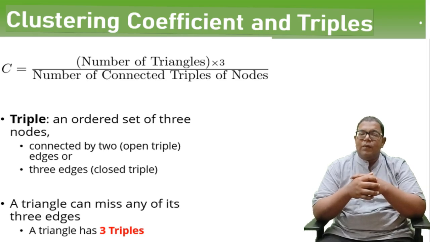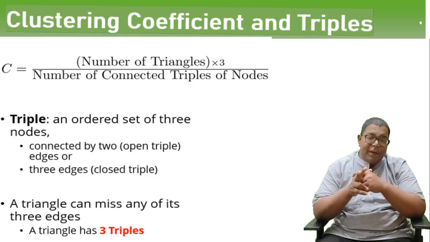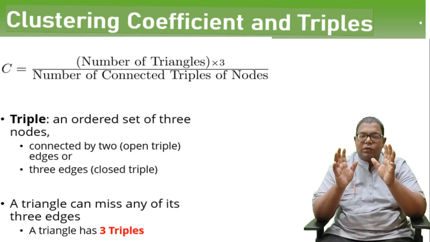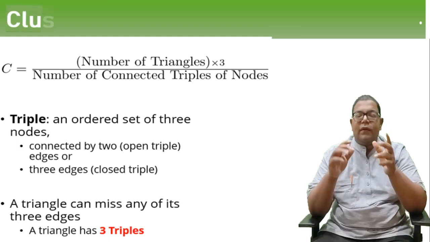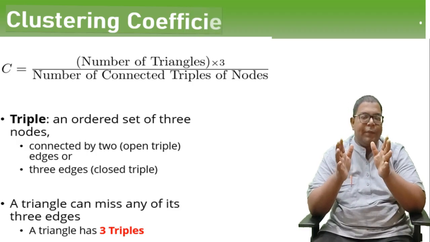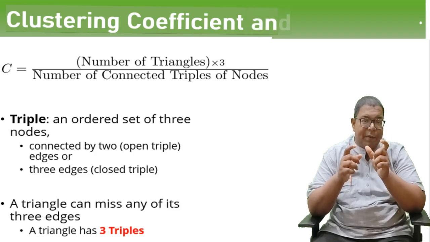Now let us understand what a triple means in a graph. A triple is an ordered set of three nodes. If there are three nodes connected by two edges, then this is called an open triple. And if there are three nodes connected by three edges, meaning all the nodes are connected to each other, then it is a triangle or a closed triple. So that is a closed triple. Now let us find out when triples are known as the same triple or different triples. Pay careful attention: same triple or different triple.